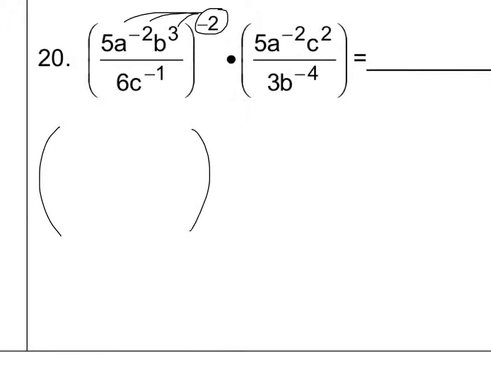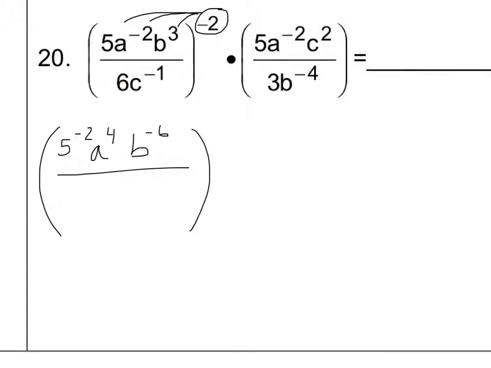So it's going to be 5 to the power negative 2, a to the power 4, since negative 2 times negative 2 is a positive 4, and then b, again, 3 times negative 2 is a negative 6, over. So as you can see, you need to give the negative 2 to each one in the parentheses. And you do the same thing to the bottom.